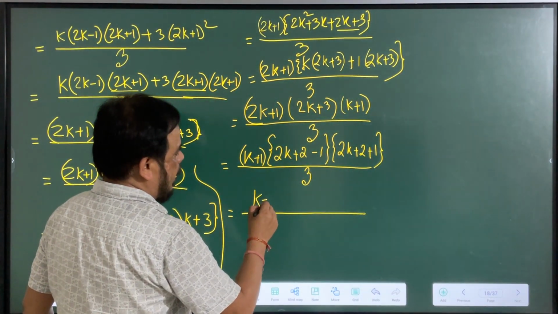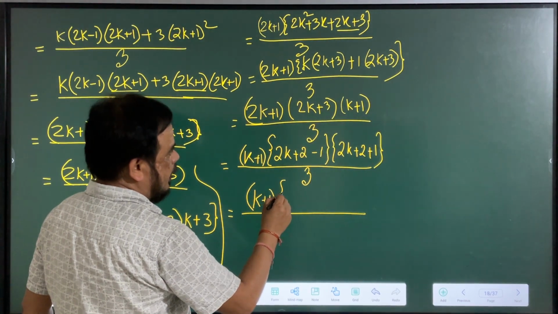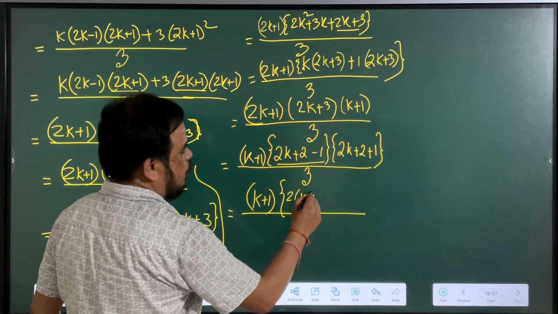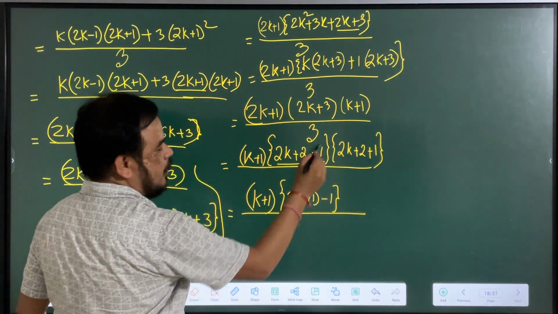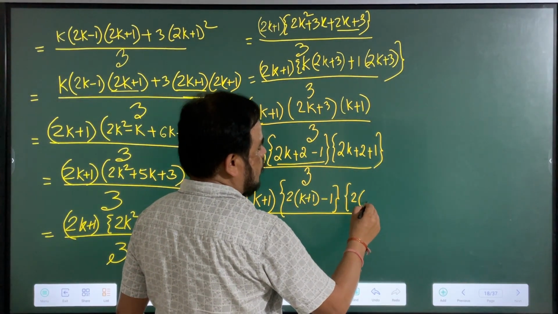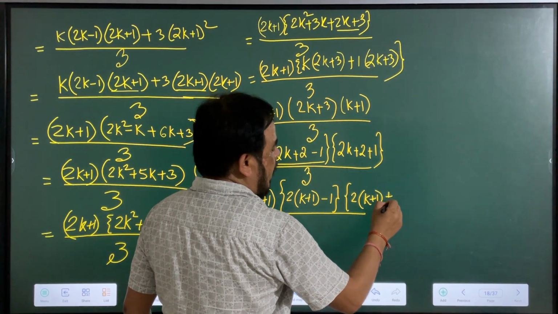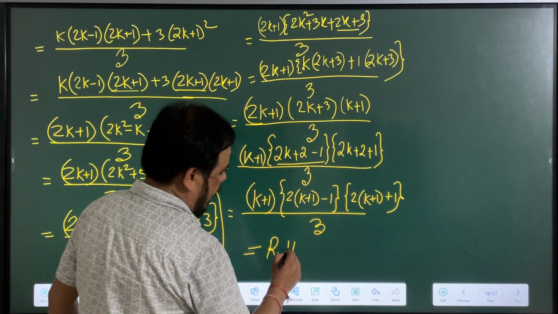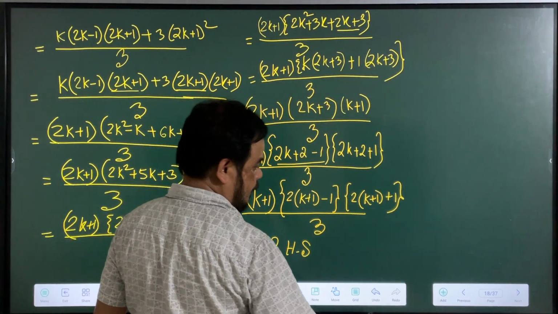Now k plus 1, this one we will modify. 2 into k plus 1 minus 1. This one also, 2 into k plus 1 plus 1 by 3 equals to right hand side.